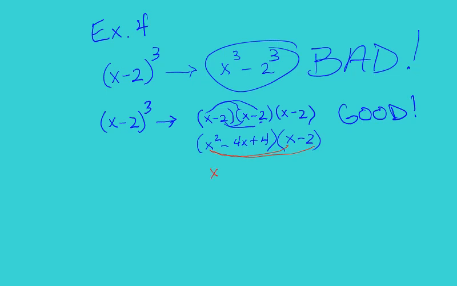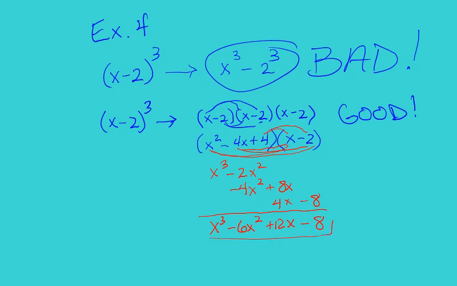So you would have x cubed minus 2x squared. And then we have negative 4x going to both. So negative 4x squared is the like term, plus 8x. Then 4 times that is 4x. And that is negative 8. And now I'm going to add down. So here we go. I'd get x cubed minus 6x squared plus 12x minus 8.